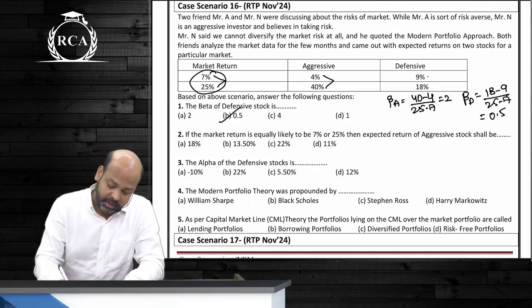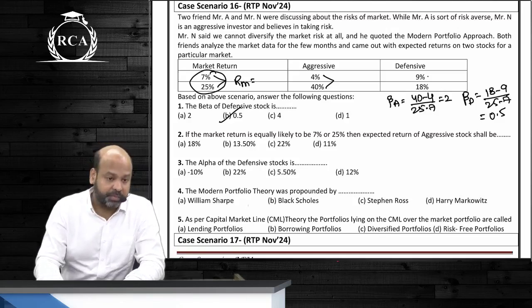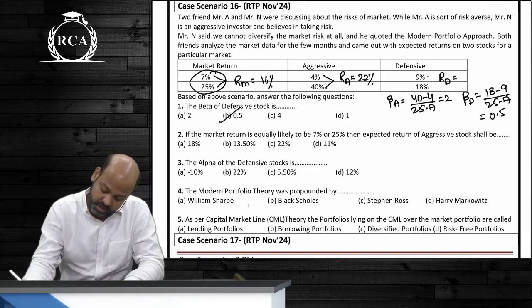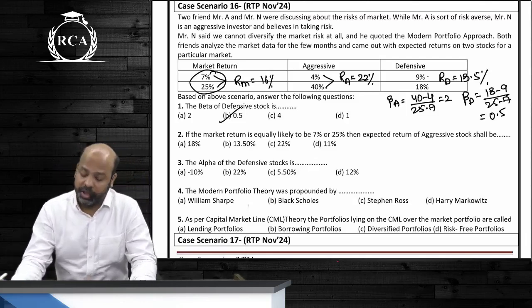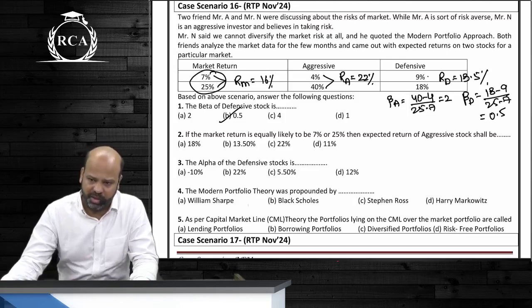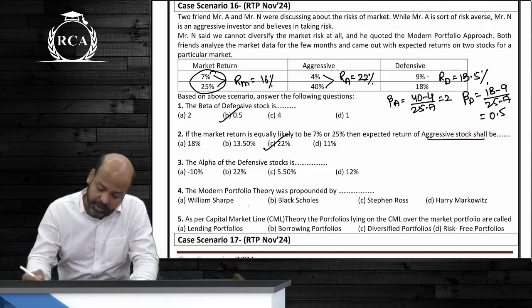What will be the market return? RM, average of 7 and 25, 16. Return of aggressive stock, 22. Return of defensive stock, 13.5%. Equally likely, beta. We did the exact same question. Whenever you have a doubt, you can always open the materials, the notes, and check. First bit, the answer is 0.5. Market expected return of aggressive stock will be 22%.